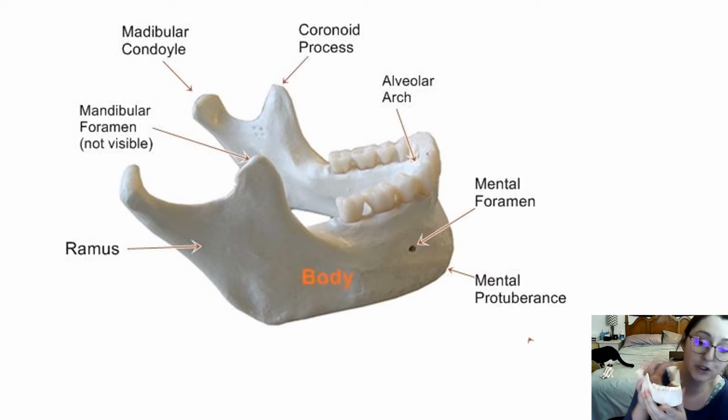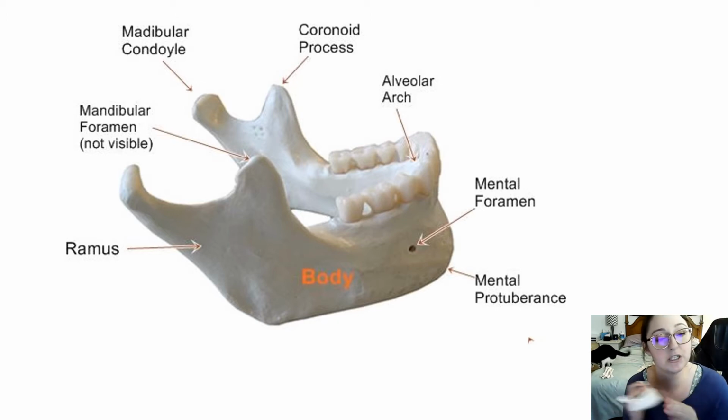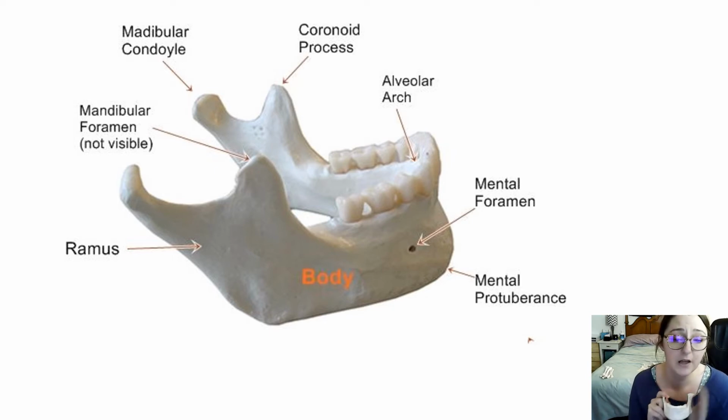You have a protuberance, which is just another kind of projection, and that's your chin. The technical term for your chin is the mental protuberance. From there are four holes that I want you to know, but they repeat, so one on either side. You have the mental foramen.